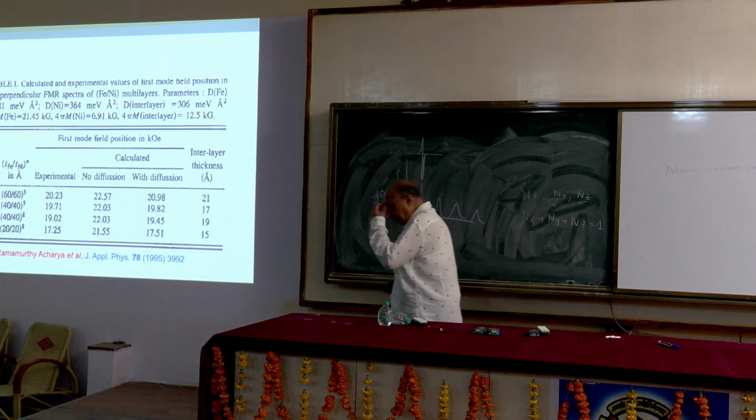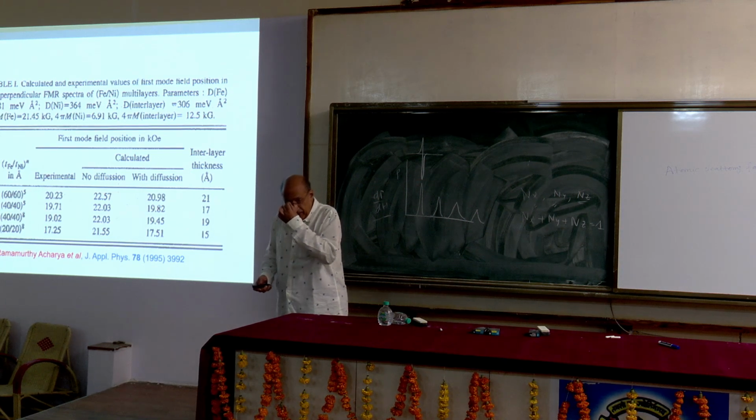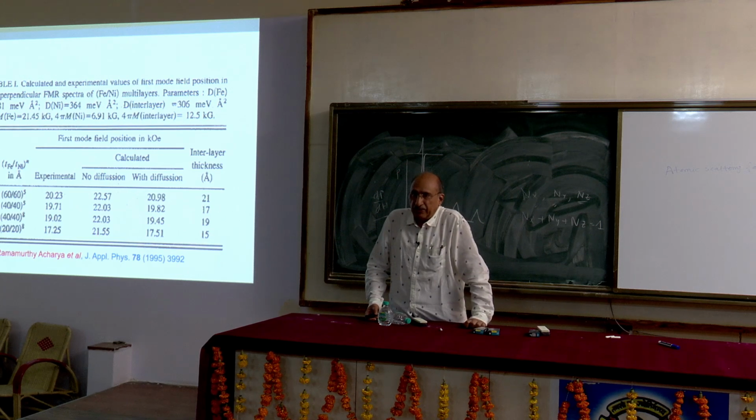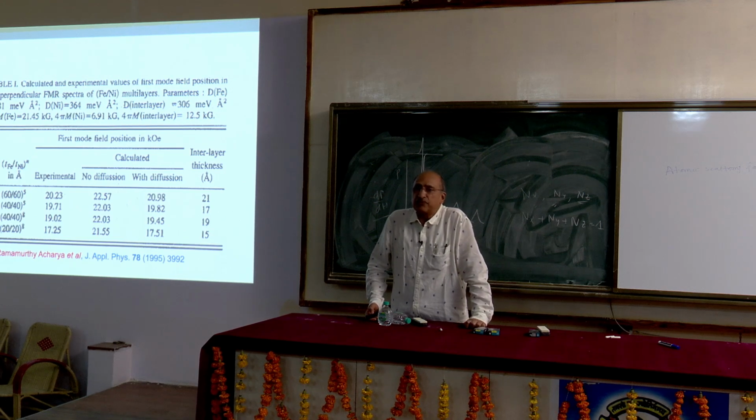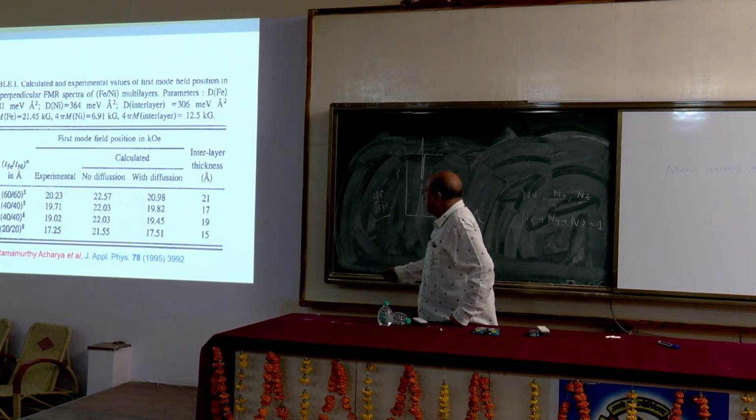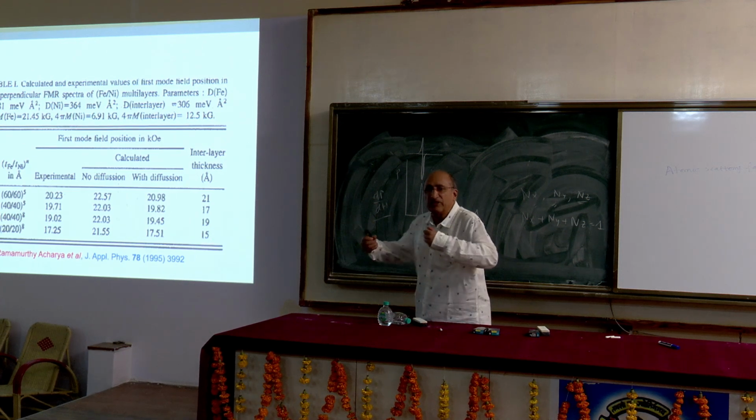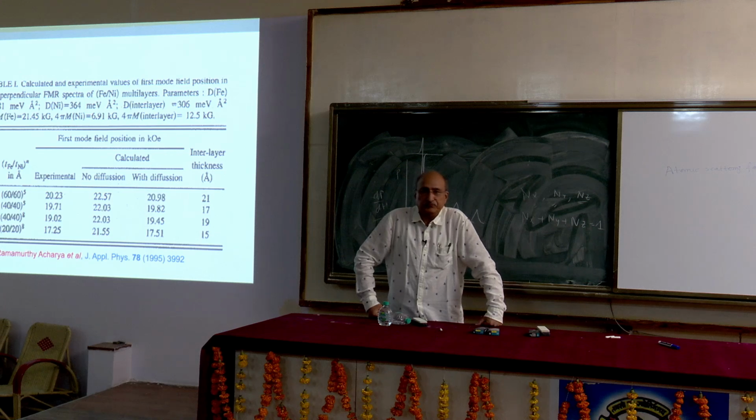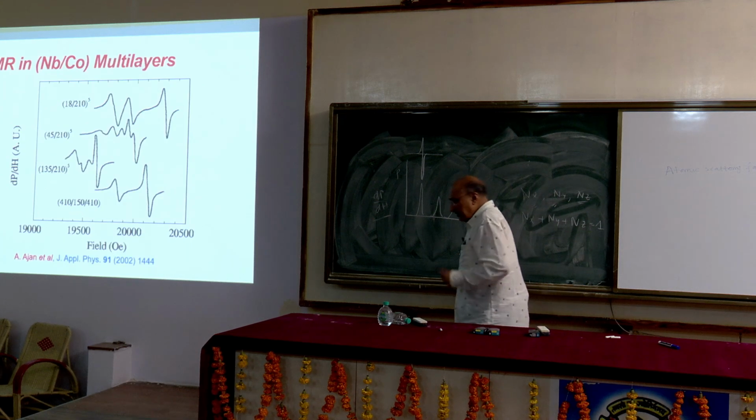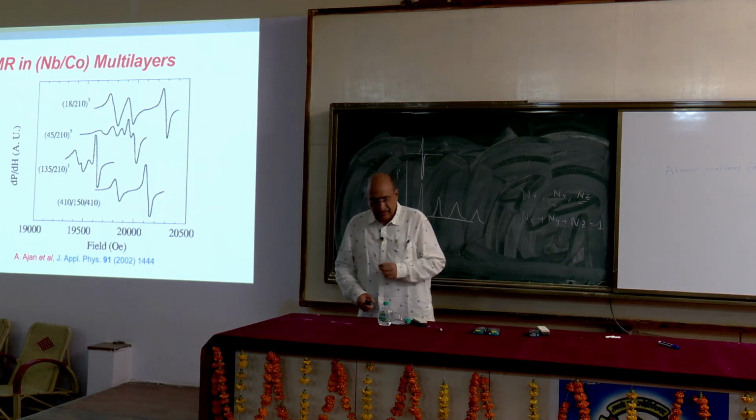Then essentially what we concluded from this result is that iron and nickel are actually getting diffused into each other, and that's the only way we can explain the resonance spectrum. And you can estimate the interlayer diffusion thickness. That was the idea. Let's not go into the details. Let me go to the other series.